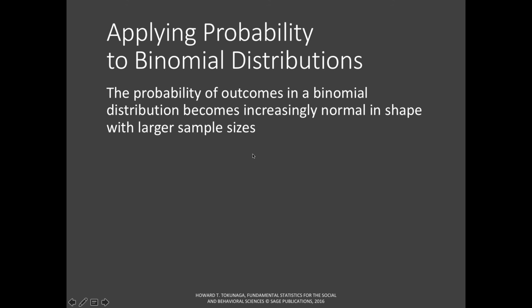The probability of outcomes in a binomial distribution, which is what we'll be talking about next week and on in the class, becomes more normal, so it becomes closer to that ideal bell-shaped curve as your sample size gets larger.